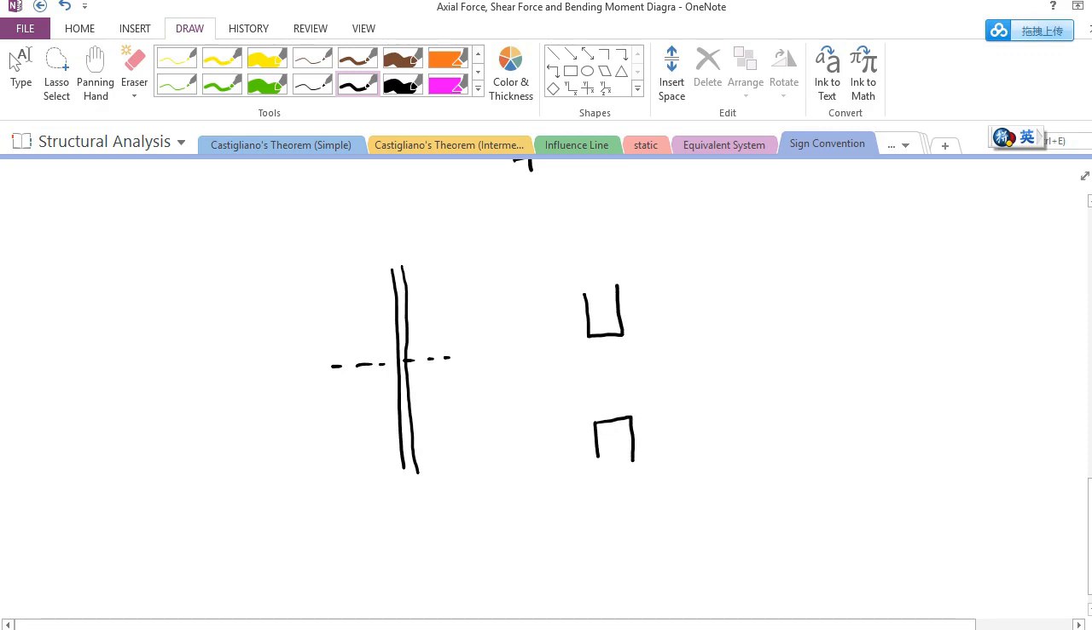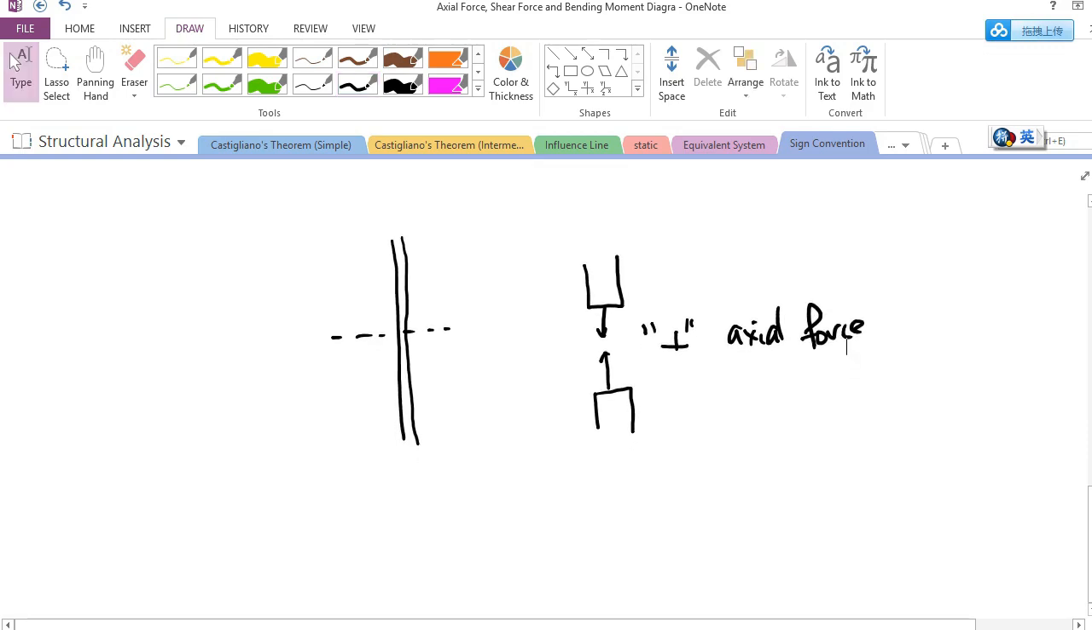How do I call axial force? Positive axial force is something like this for this vertical member. Why? Because these two forces are pointing outwards from the face of the beam. So this is a positive axial force, which means that the beam is under tension. So how about shear force?